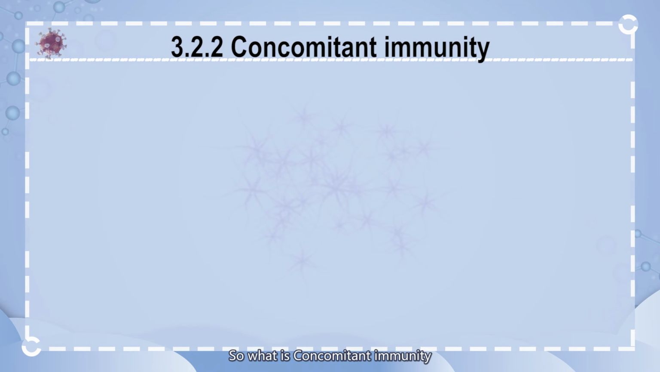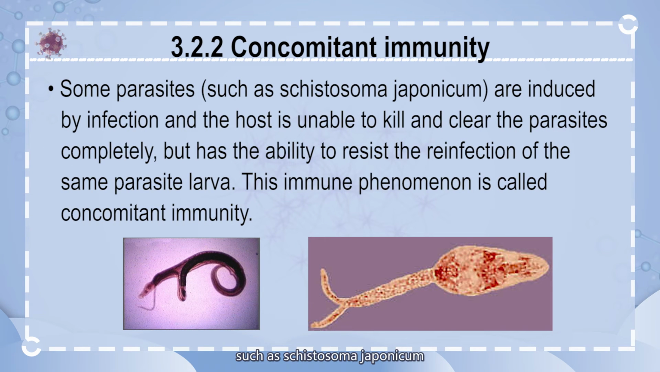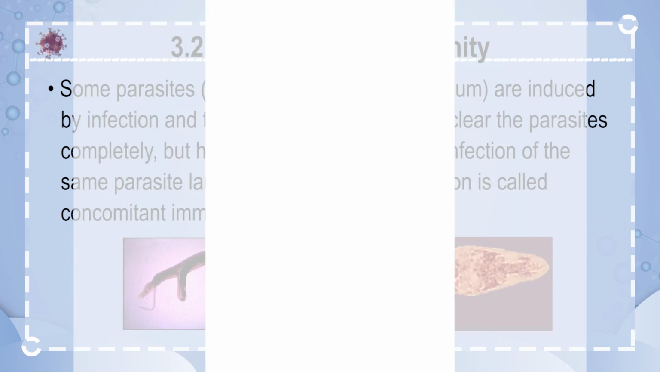So what is concomitant immunity? Some parasites, such as Schistosoma japonicum, are induced by infection, and the host is unable to kill and clear the parasites completely, but has the ability to resist reinfection by the same parasite larva. This immune phenomenon is called concomitant immunity.